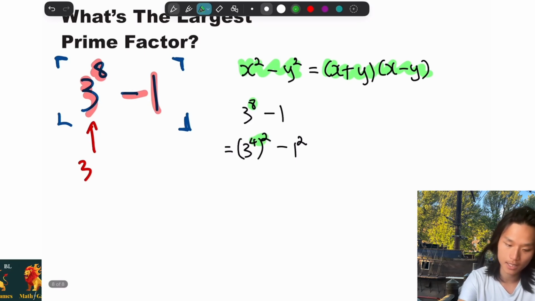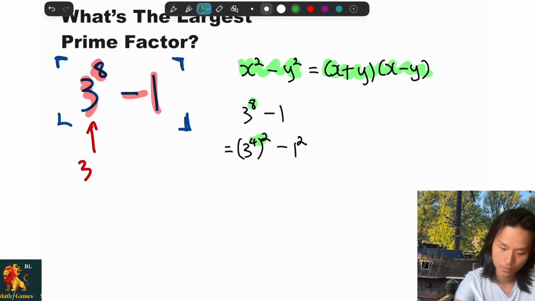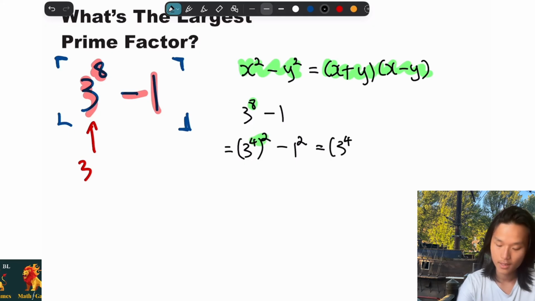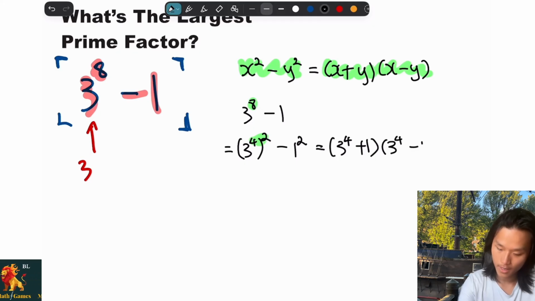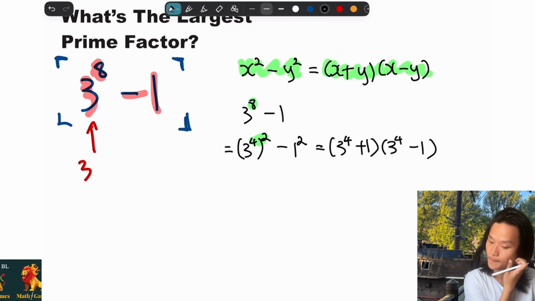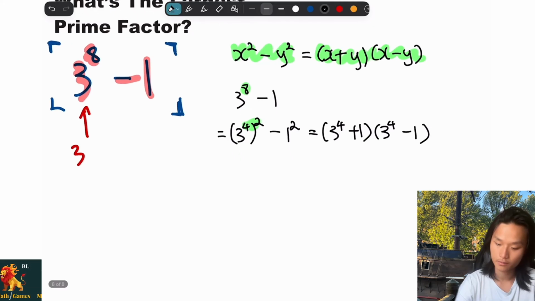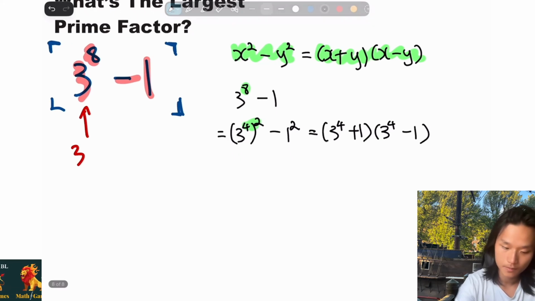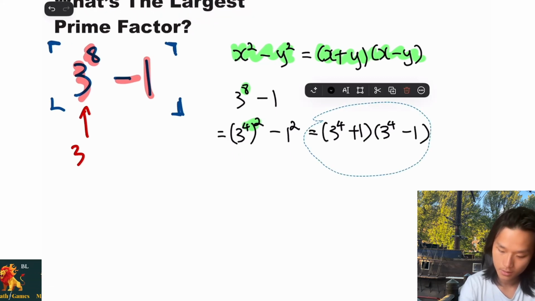So let's apply that formula. In this case, our x is 3 raised to the power of 4, and our y is just 1. Okay, so 3 to the 4 plus 1, and 3 to the 4 minus 1. Okay, so far pretty good. Let me drag it across.